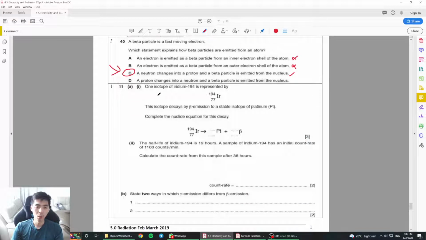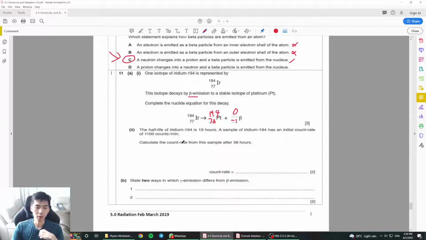Okay. One isotope of iridium-194 is represented here. The isotope decays by beta particles. They want me to complete the equation here, which is obviously 78 and 194. You should know this by now, right? The half-life of this isotope is this amount.